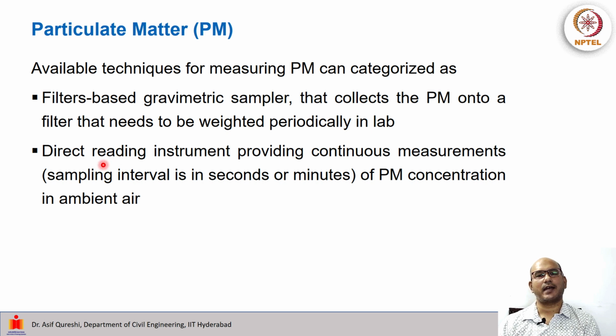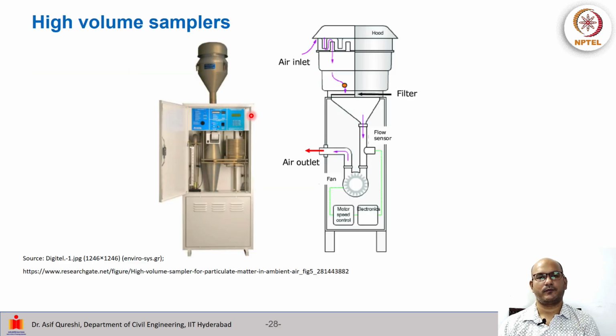We also have direct reading instruments that will provide continuous measurements for PM concentration in ambient air, and the sampling interval of these instruments can be in seconds and even in minutes, so very fine resolution compared to the filter-based samplers, where we may have to put the sampler in the field for quite some time. An example here is high volume samplers.